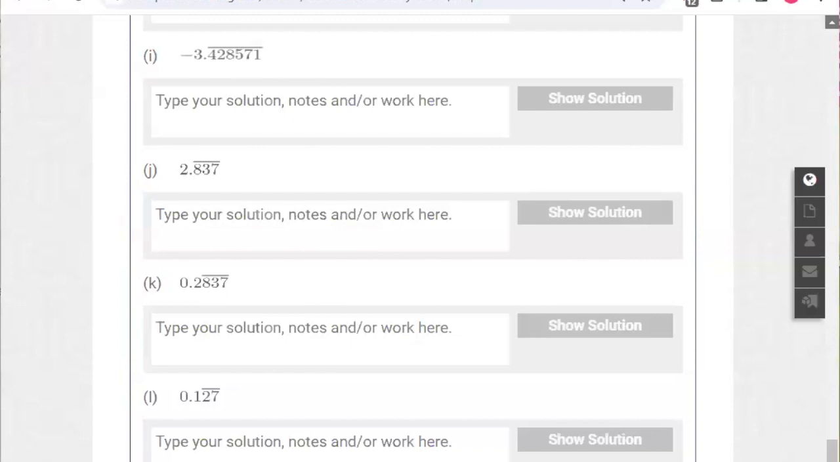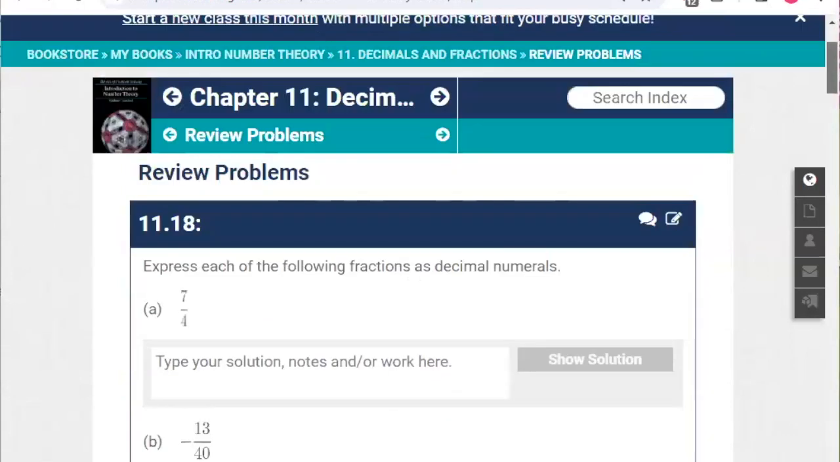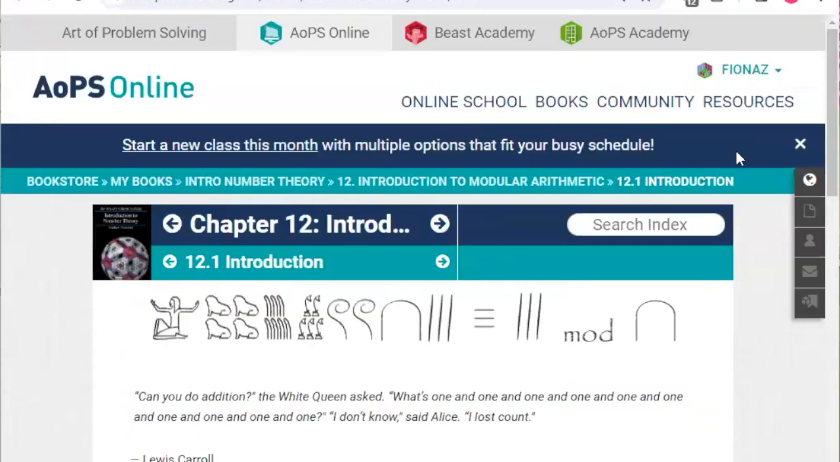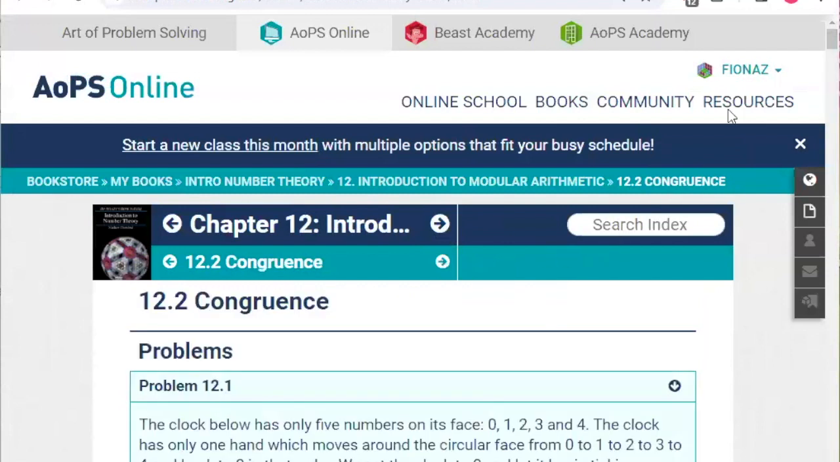Good. Nicely done. All right, that is that chapter done. We are moving on to chapter 12. Okay. I need to put a line down.